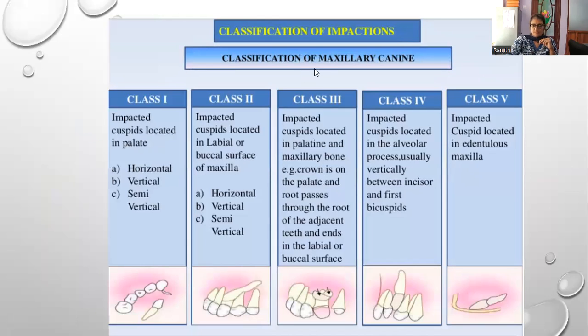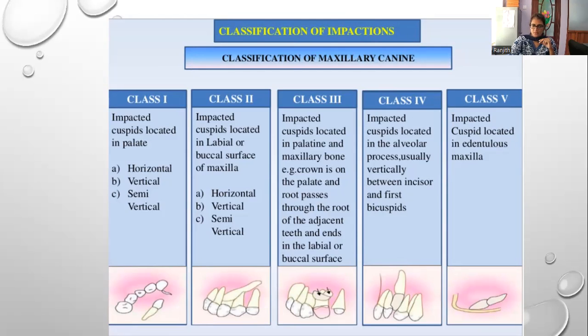Now coming to classification of the maxillary canine. The maxillary canine has been classified as class 1, 2, 3, 4, and 5. Now what is class 1? Class 1 is where the impacted cuspid is located in the palate. This can be either horizontal, semi-vertical, or vertical. Class 2 is where it is located on the labial or buccal surface of the maxilla. That also can be either horizontal, vertical, or semi-vertical. Class 1 is where it is located in the palate. Class 2 is where it is located on the labial surface.